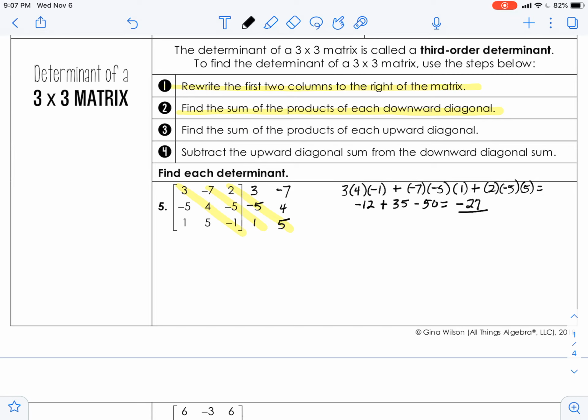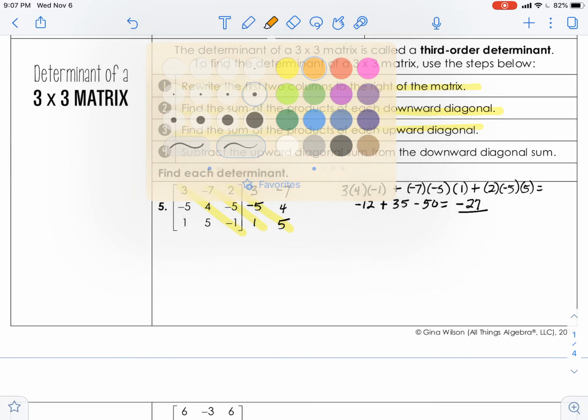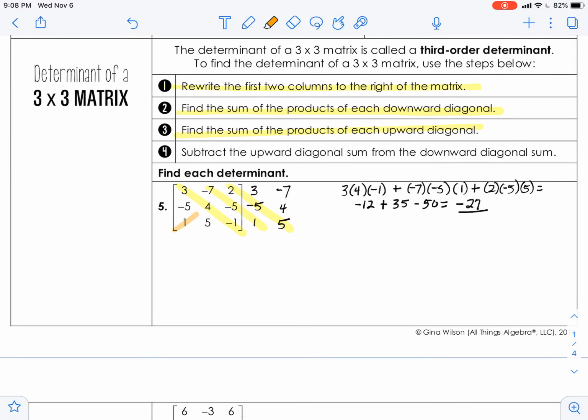So that is what step number 2 says. Step number 3 says find the sum of the product of each upward. So let me change colors here. And so now I'm going to start here at the bottom, and I'm going to go upward. Okay, I'm going to do exactly the same thing. Let's see if I can get my numbers correct this time. I'm going to put down here and then up here, just so you know where I'm at. Okay, so that would be 1 times 4 times 2 plus 5 times the -5 times 3 plus -1 times the -5 times the -7.